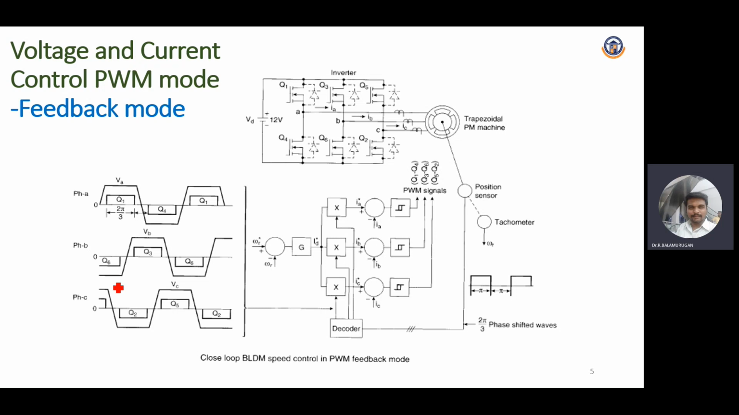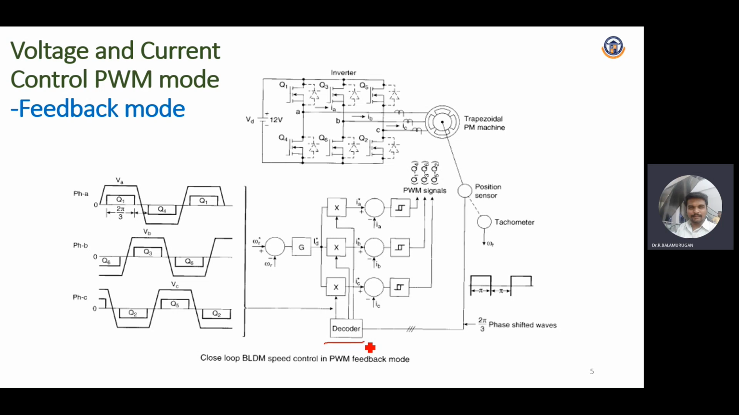Here there are two modes in the voltage and current control PWM mode. One is the feedback mode and another one is the freewheeling mode. Initially we will see the feedback mode. In the feedback mode, feedback is taken from the motor, which is the speed. Here the speed is sensed by using a position sensor. The position sensor helps to sense the speed by sensing the position of the rotor, and the rotor position is given as the feedback to the decoder.